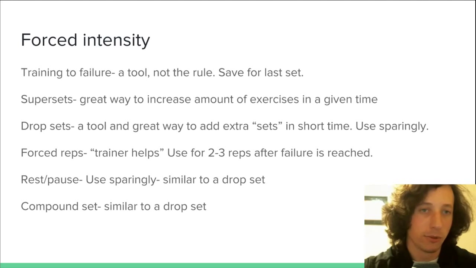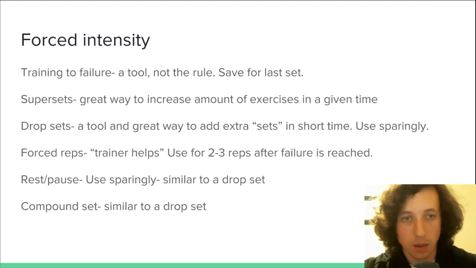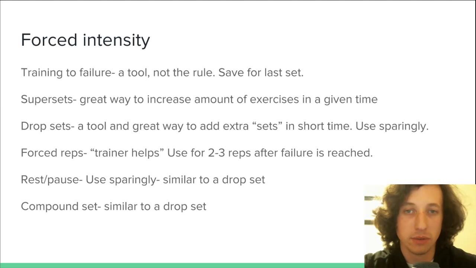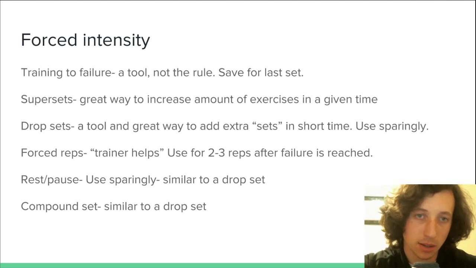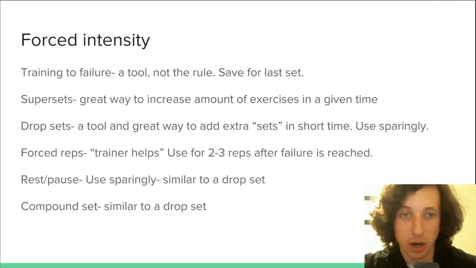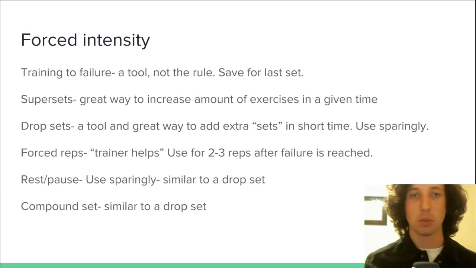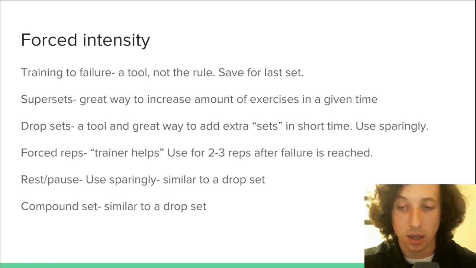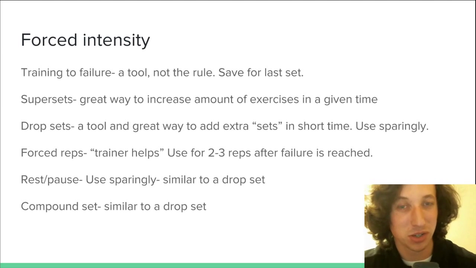Okay, let's talk about some forced intensity topics. So first of all, training to failure. This is where you can't do a single more rep. You want to use this as a tool, not the rule. I generally recommend that you save this for your last set. This can also be a great tool for you as a trainer to see if your client is sandbagging you or not, if they're holding out. So if the first couple of sets they get a set of 10 and a set of 10, and then you tell them, okay, we've got to go all out, and on the last set they hit 20, you know that the next time you're increasing their weight.